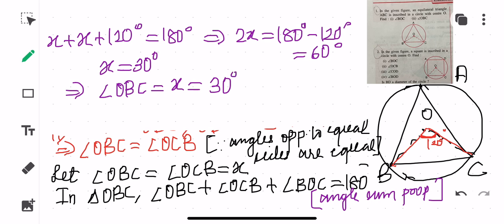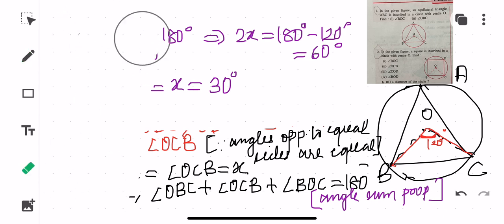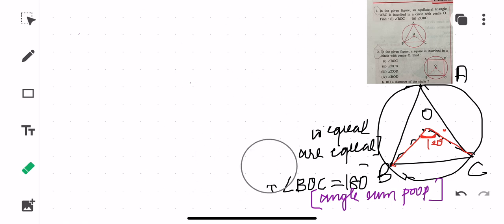Okay, so this is the way this particular sum has to be done. It was an easy one. So we'll now be moving to the second question. We'll just look into the second question, what it is all about.